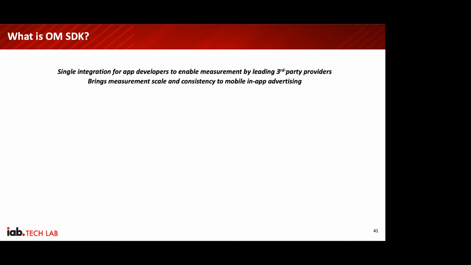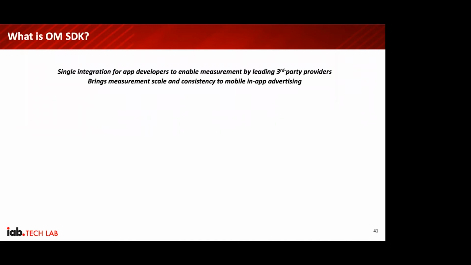OM SDK is basically a single integration for app developers to enable measurement by leading third-party providers. The objective was to bring scale and consistency to mobile in-app advertising by offering an easier path to enabling measurement. One of the problems was that measurement inside a mobile app requires native code to execute. And each of the measurement providers were working with different advertisers, and they had developed their own proprietary code.